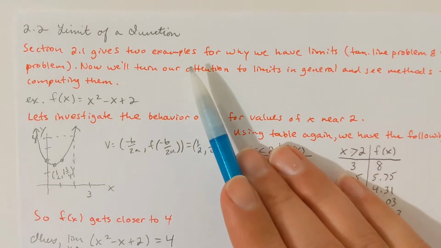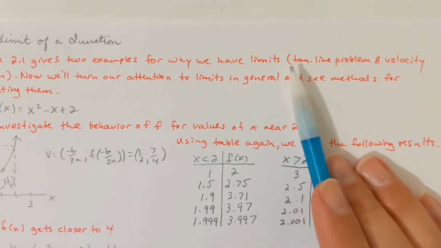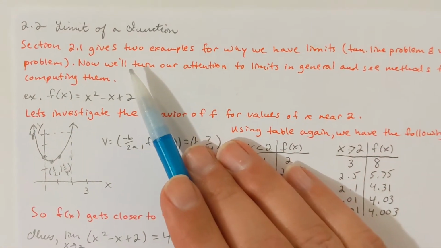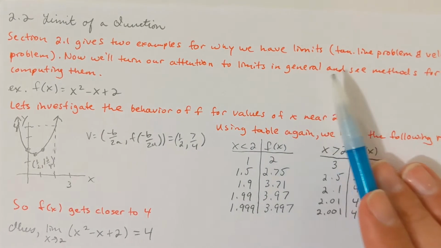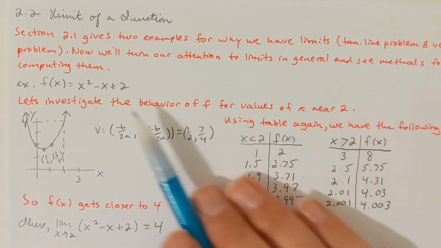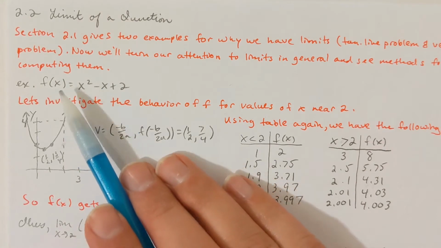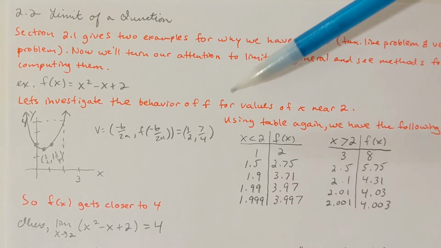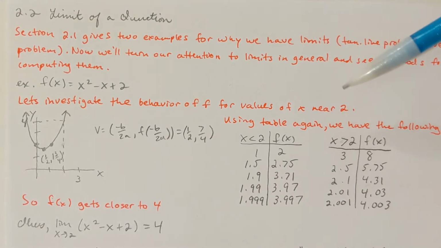We've looked at two examples for why we have limits, the tangent line problem and the velocity problem. Now we're going to turn our attention to limits in general, and we're going to see methods for computing them. So let's take a look at an example here. Suppose that we have the function f of x equals x squared minus x plus 2. And I want us to investigate the behavior of this function for values of x near 2.